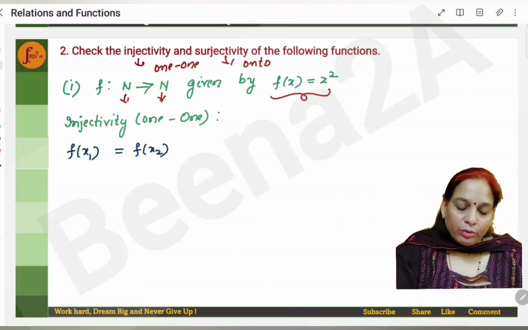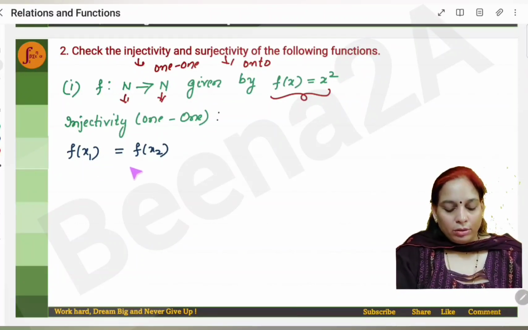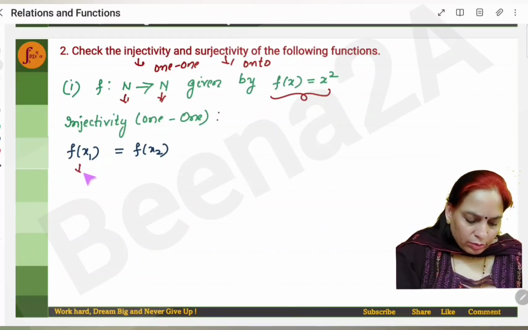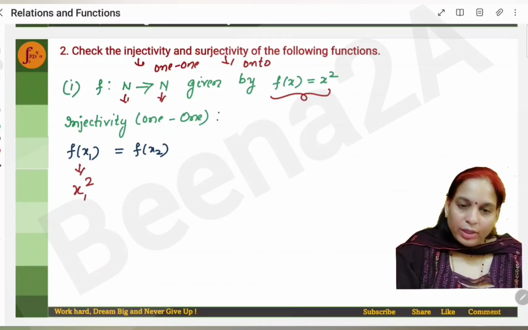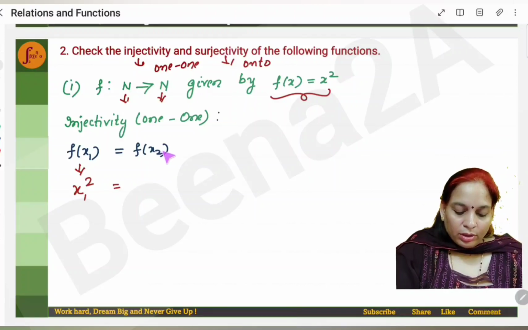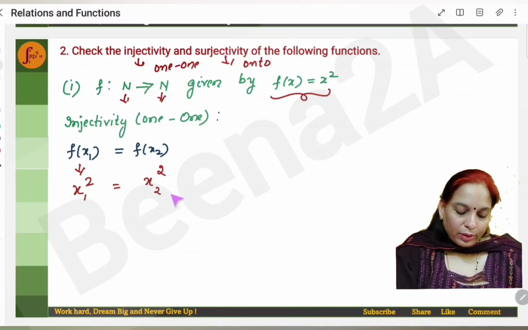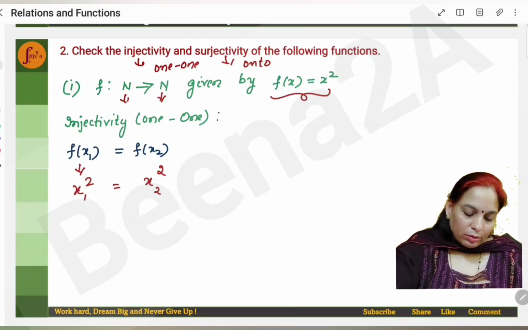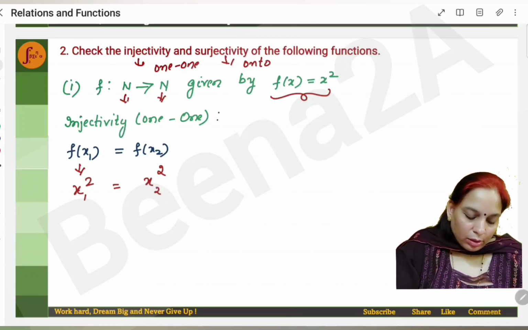So for 1 to 1, what do we do? We start from f of x1 is equal to f of x2. So what is the function? It's x square, but we have x1 here, so we'll take x1 square. Here what is f of x2? It is x2 square, right? So instead of x, I'm putting x1 here, and instead of x, I'm putting x2 here. So x1 square is equal to x2 square.